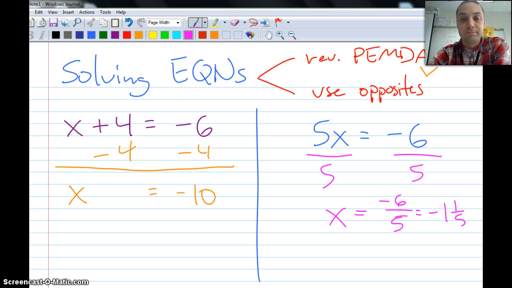Either way is good. So it's about reversing those. Those are two 1-step equations. I just want to show you a 2-step equation, so we can bring that back to our brain here. Make sure we know how that one works.